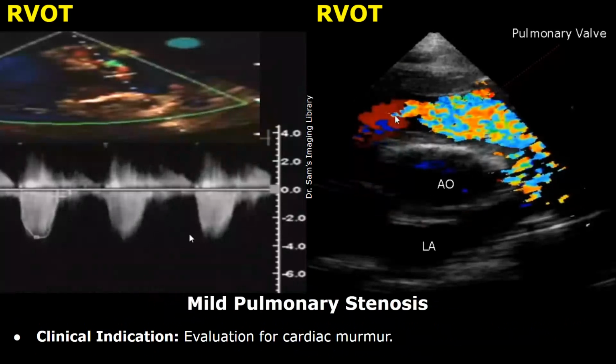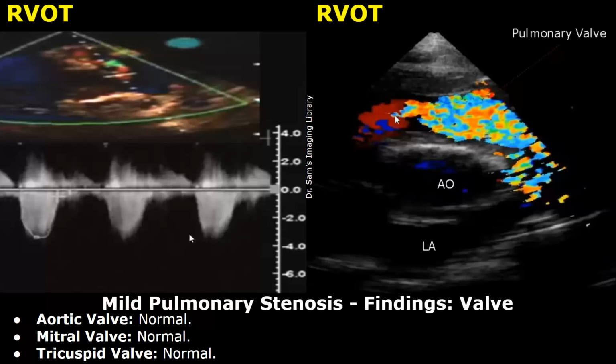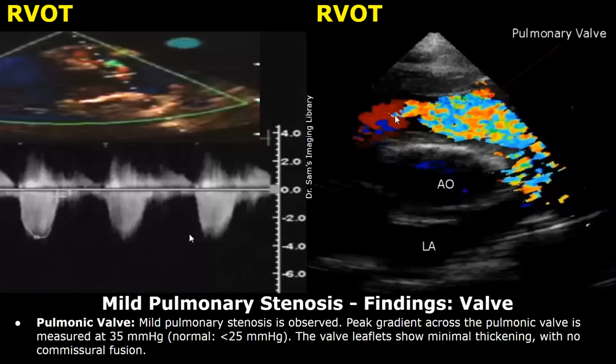This is an example report of mild pulmonary stenosis. Clinical indication is evaluation for cardiac murmur. The aortic, mitral, and tricuspid valves are normal. In the pulmonic valve, mild pulmonary stenosis is observed. Peak gradient across the pulmonic valve is measured at 35 mm of mercury. The valve leaflets show minimal thickening with no commissural fusion.